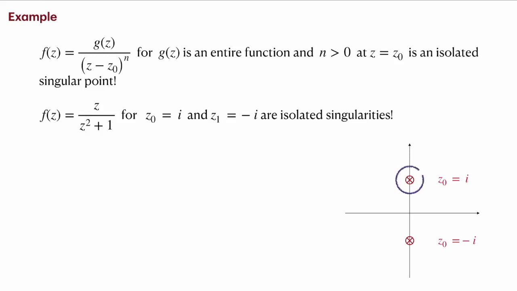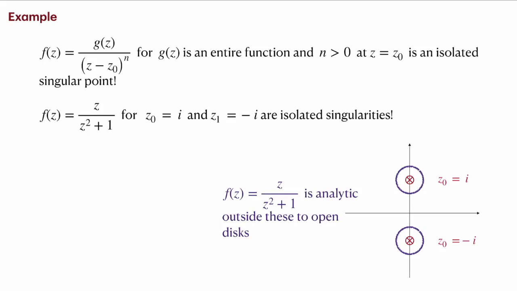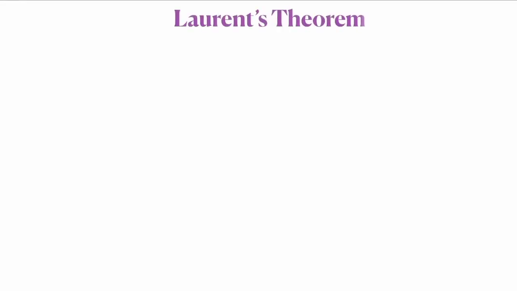We can dig out a small region, an open circle, around these points, and then remove this, and the rest of the plane is all right. That is, f of z, z by z square plus 1, is analytic outside these two open disks, and that is what we actually need to show that this is an isolated singularity. Isolated singularities are common and come up very frequently in our analysis.